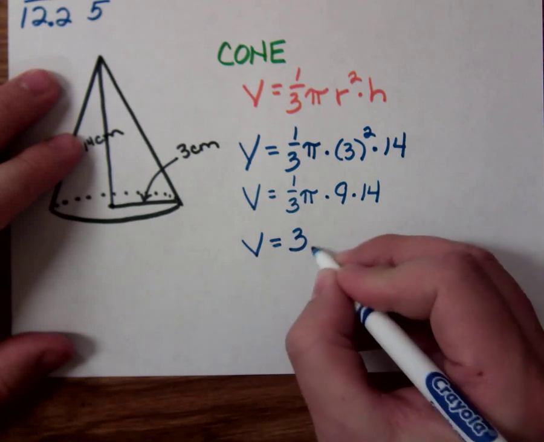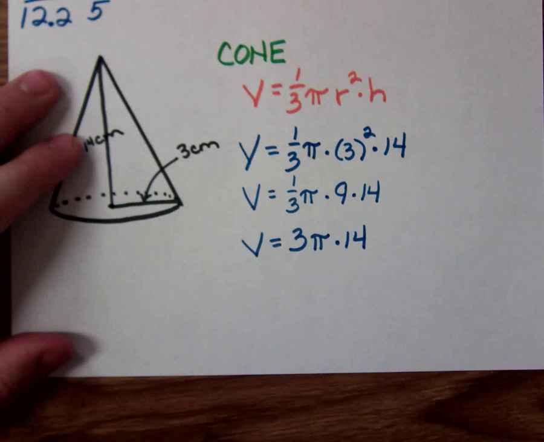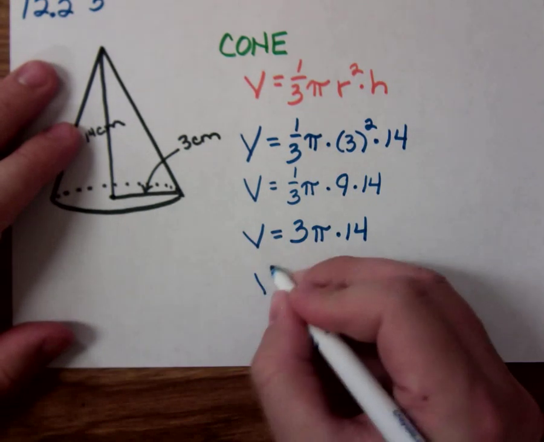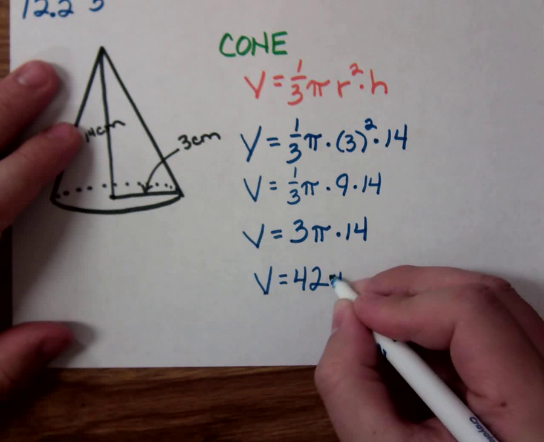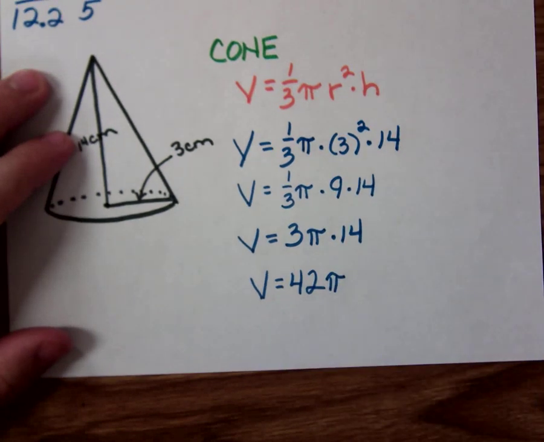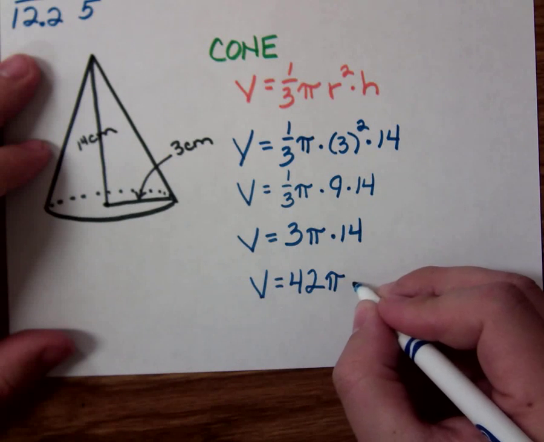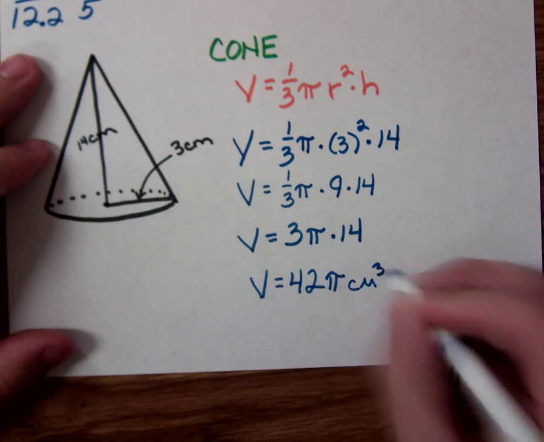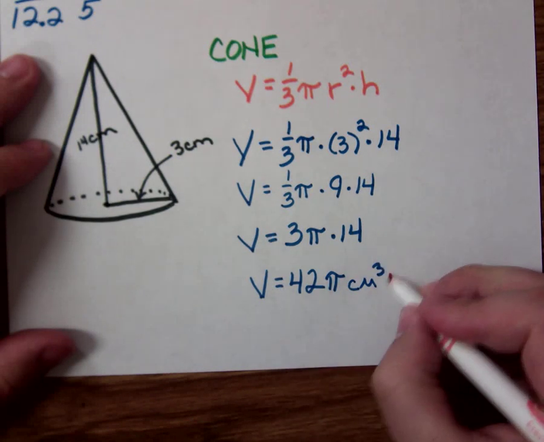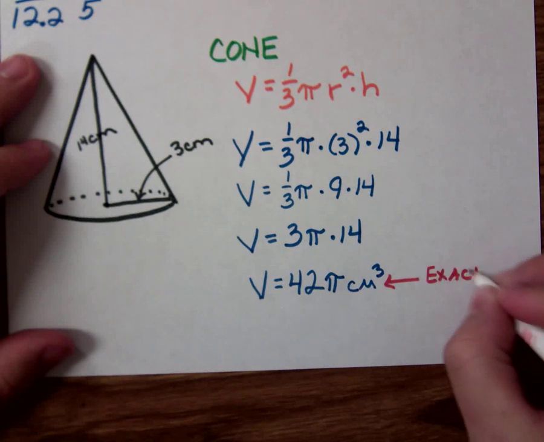So 3 times pi times 14. And 3 times 14 isn't bad at all. The secret to life, the universe, and everything. 42. 42 pi cubic centimeters. That is the exact answer.